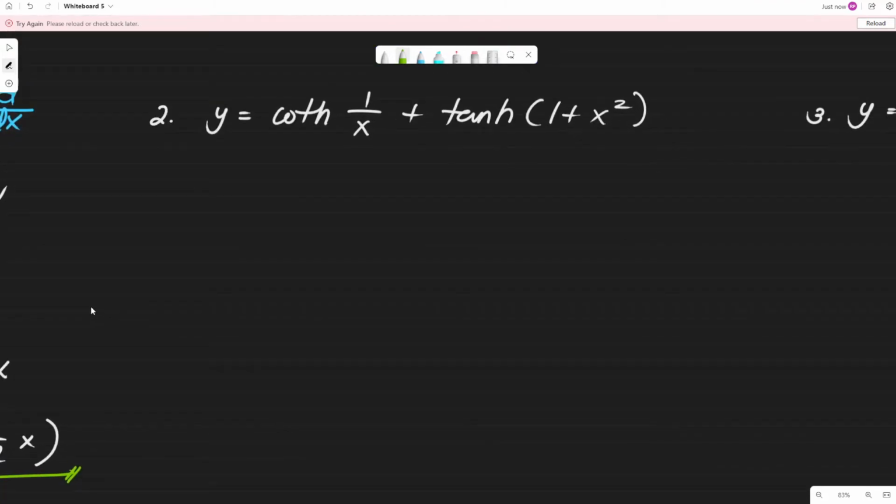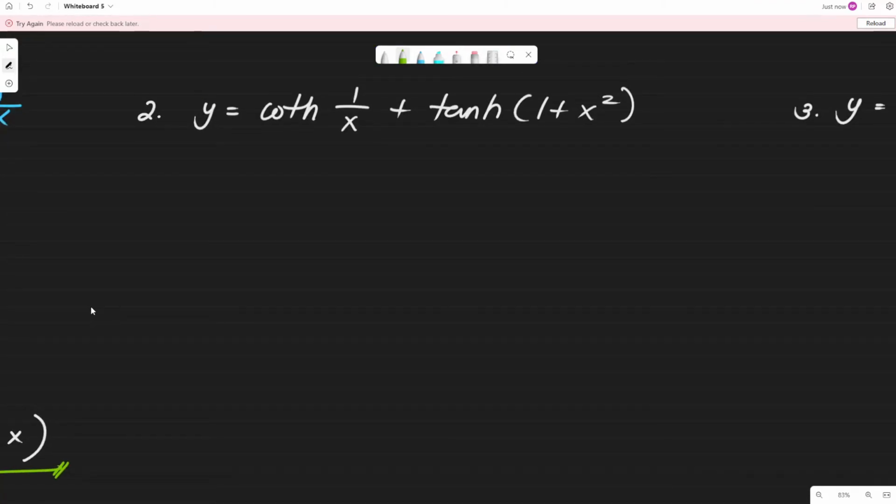Number 2, so we have y is equal to hyperbolic cotangent 1 over x plus hyperbolic tangent 1 plus x squared. So we have, let's say, u is equal to 1 over x, unahin ko naman ngayon, yung pagkuha ng u, tsaka yung du. So we have du equal to negative 1 over x squared.